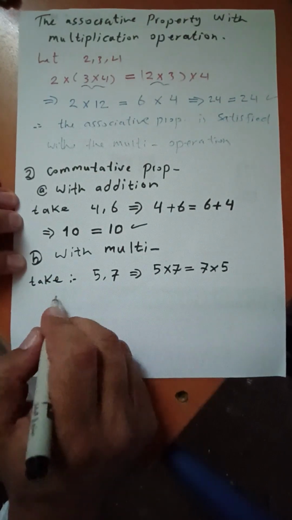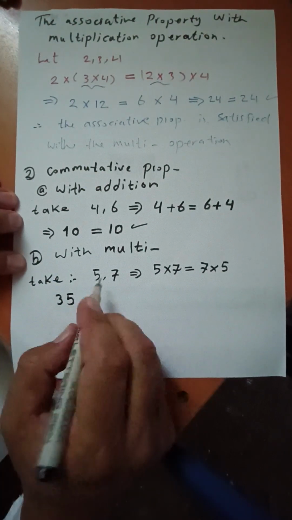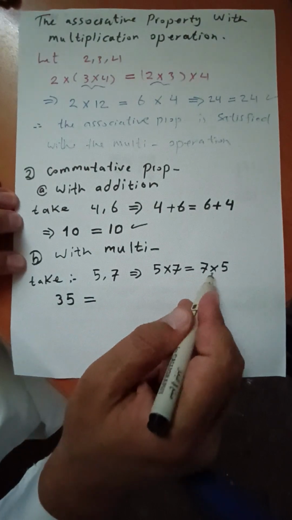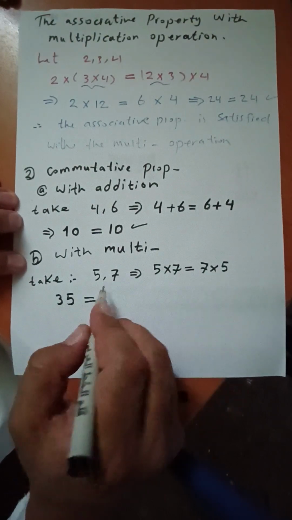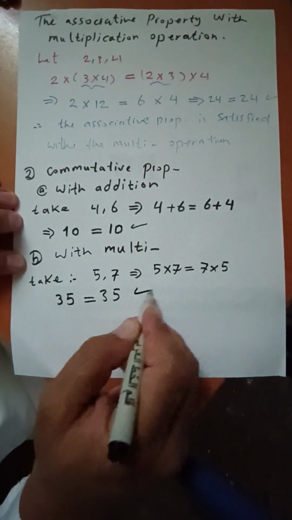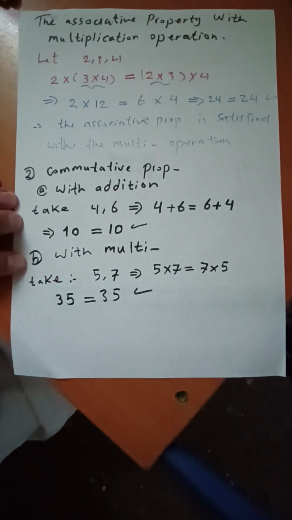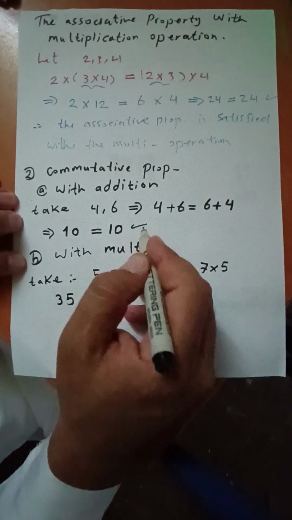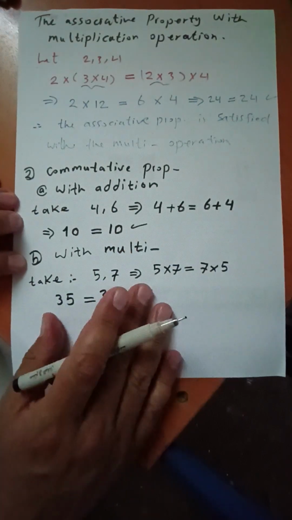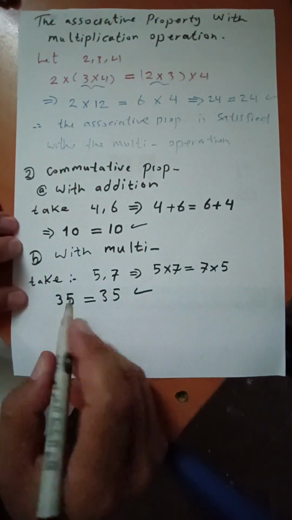5 times 7 equals 35, and 7 times 5 equals also 35. Which means, what does it mean? It means the commutative property is satisfied with the multiplication operation. Look at this, true, satisfied.